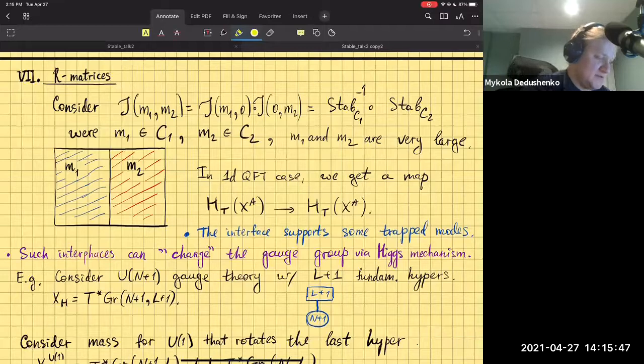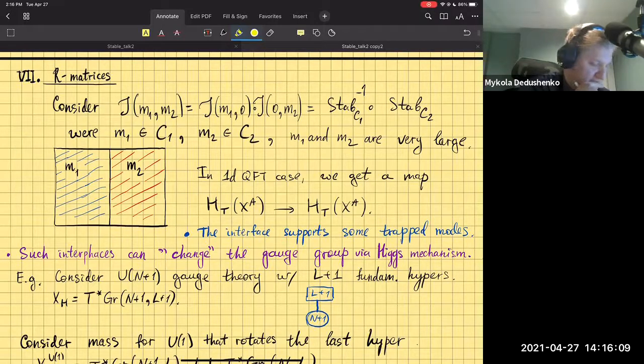So in particular, for example, in the 1D QFT case, we get a map from the equivariant cohomology of the fixed locus into the same space. But this is a non-trivial map because we rearrange masses at the interface. So there's this wall crossing happening.